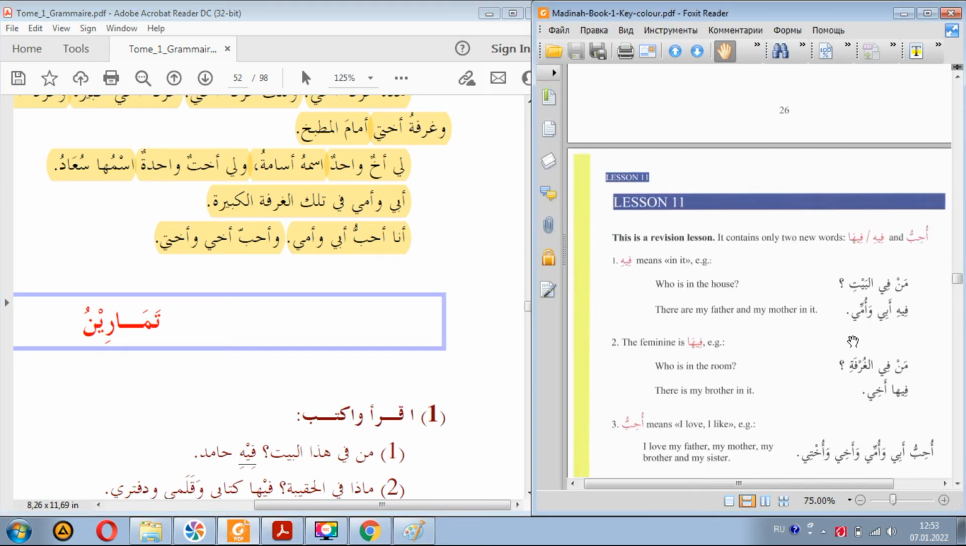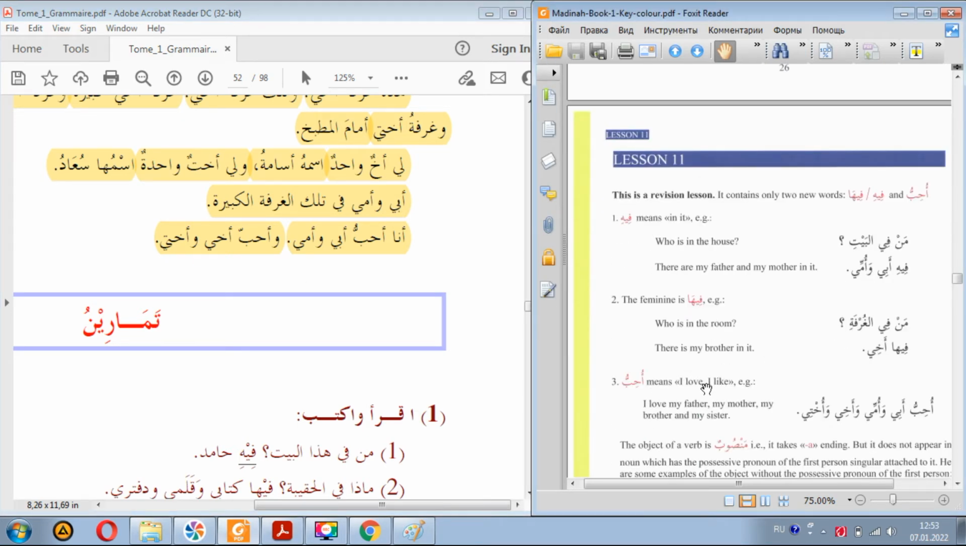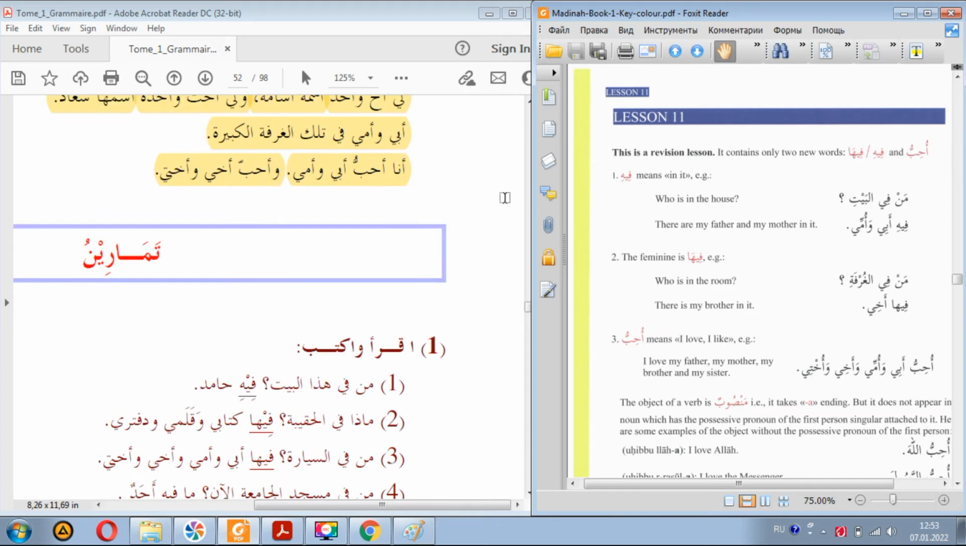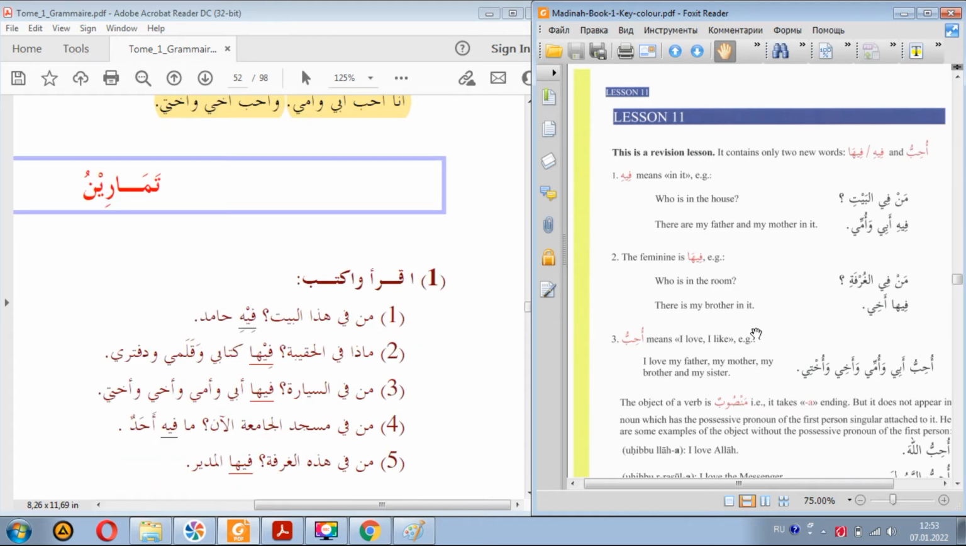Well, أحب means I love, I like. أحب أبي, I love my father. وأمي وأخي وأختي. I love my father, my mother, my brother, and my sister. So yeah, أحب is translated as I love, and sometimes it's translated as I like. In English you have two words, but in the Arabic language you can say أحب for both of them. I love or I like.